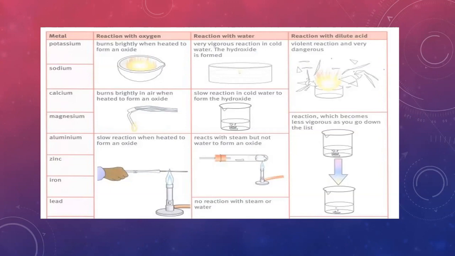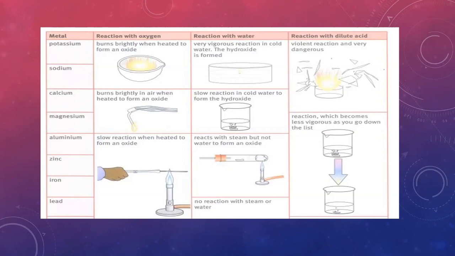So, what about the reaction of elements in group 2 with oxygen, water, and acid? When they react with oxygen, they burn brightly in the air when heated to form an oxide. The same as in group 1. Both of them, when they react with oxygen, give metal oxide.